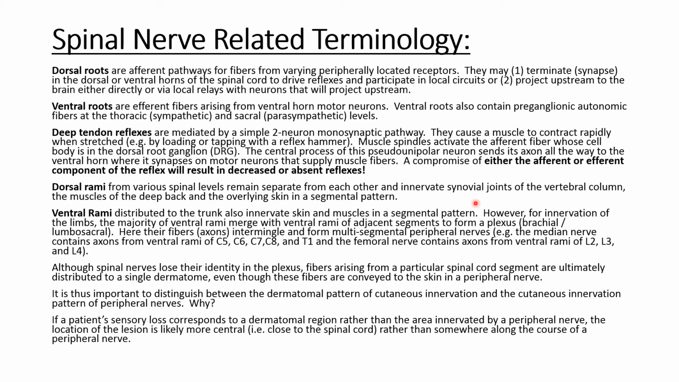The dorsal rami from various spinal levels separate and innervate synovial joints of the vertebral column, the muscles of the deep back, and overlapping skin. The ventral rami are also distributed in the skin and muscles in a segmental pattern. They often join with other peripheral neurons to provide information from the cervical and thoracic levels, as well as from the lumbar level.